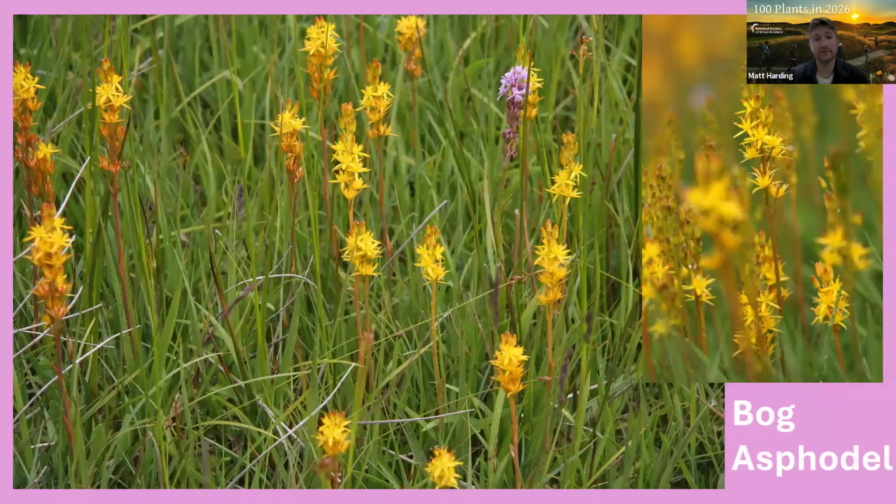Now, this is a beautiful plant. This is bog asphodel, often confused for an orchid. It does have that kind of orchid look about it. In fact, in the picture I've just noticed there's a heath fragrant orchid, I think, there. But this is actually in its own family. It used to be part of the lily family. It's got these wonderful flowers, beautiful yellow.